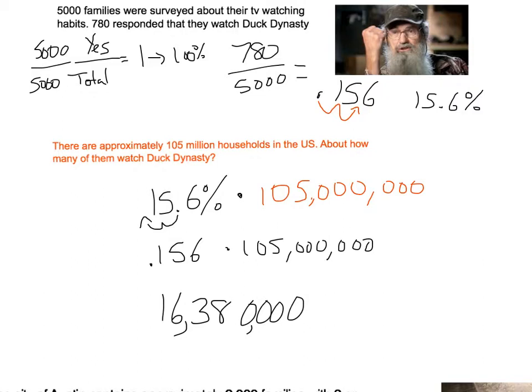So 15.6% of 5,000 was 780. 15.6% of 105 million is 16,380,000 families. So I want you to try this problem.